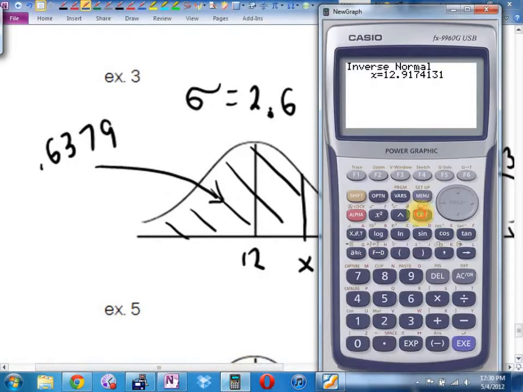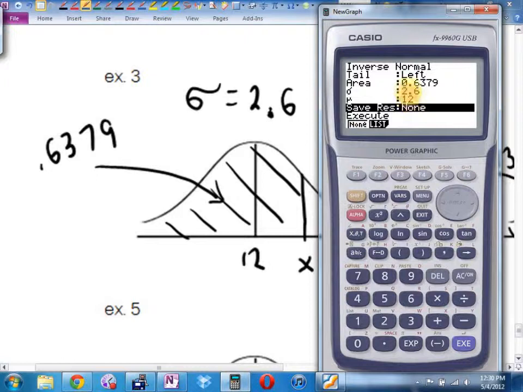Did you remember to change your mean and your standard deviation? Look, that's a 12 now, not a 0. And I gave you the standard deviation. So it did. Yep. Okay.